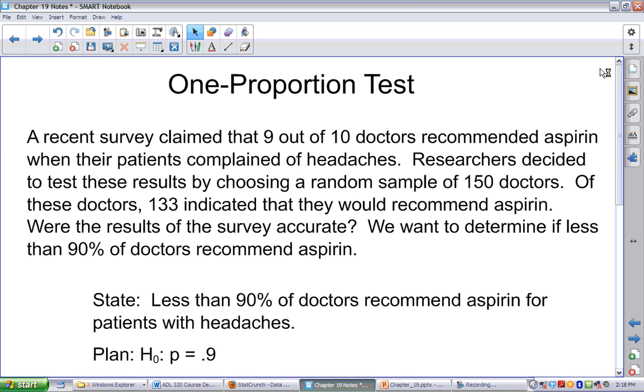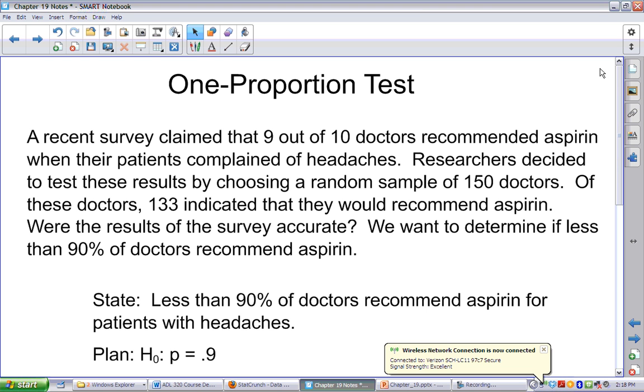We are going to look at a one proportion test, and the problem states that 9 out of 10 doctors recommend aspirin when their patients complain of headaches. A group of researchers just decided that they didn't really believe these results, or that they wanted to test those results to determine if that was accurate.